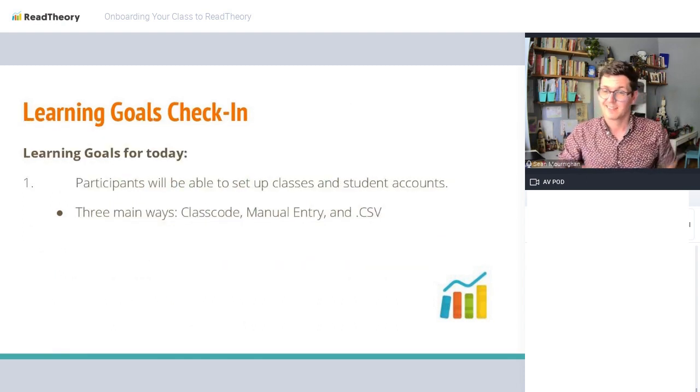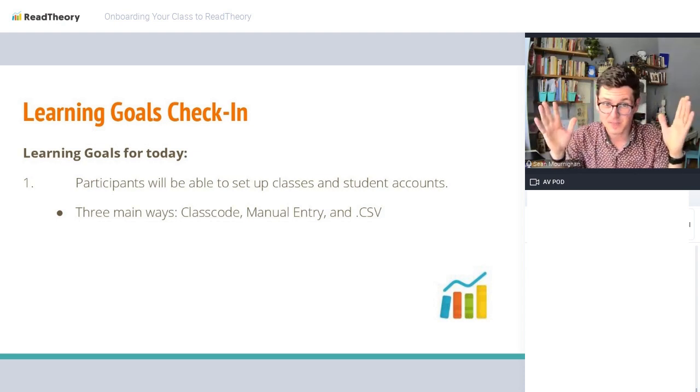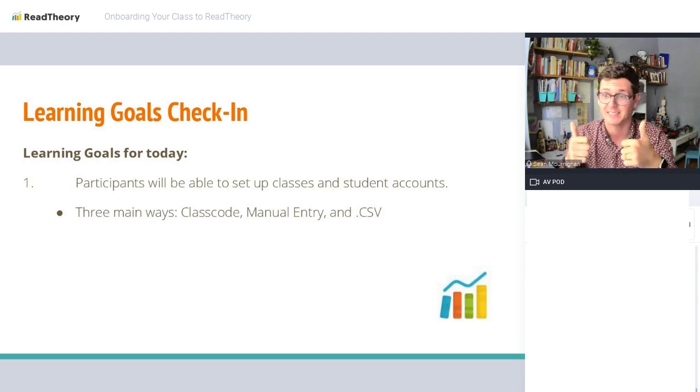So let's do a quick learning goals check-in. Participants will be able to set up classes and student accounts. I hope that this is a solid thumbs up yes from you. Three main ways: class code, super fast for students. If you're doing remote learning only, it might be a great option for you. Number two, manual entry. That's going to be your default always. And last, .csv. If you struggle to turn on the DVD player, don't use the .csv option. Stick with the manual entry or the class code. All right, that is your hot tip, hot take from me.